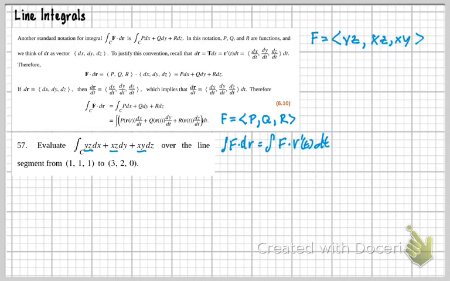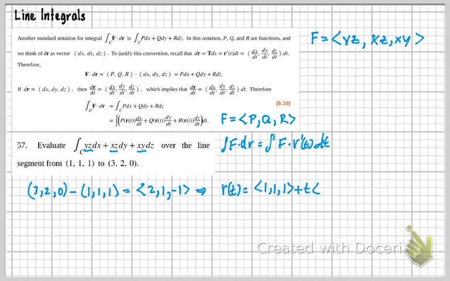To get r(t), we're going to use the segment down below. It says we're going from 1,1,1 to 3,2,0. So first we need our direction. To get our direction, we take the 3,2,0 point and subtract the initial point, which is 1,1,1. In doing so, I get the vector 2, 1, negative 1. So that's our direction. Then r(t) equals 1,1,1 plus t times 2,1,negative 1.